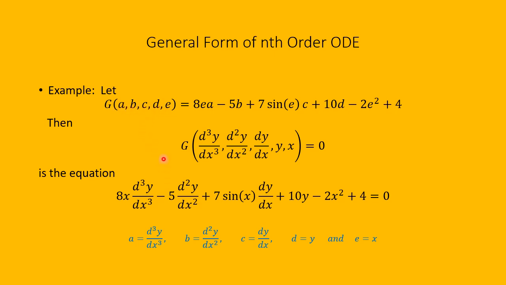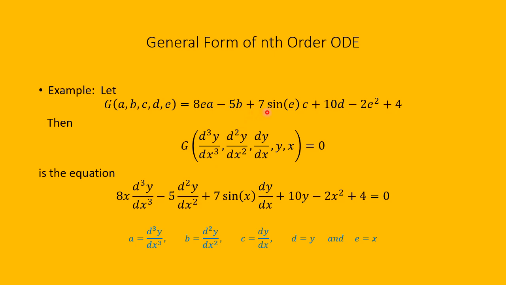So if we want to figure out what 8ea would be, that's going to be 8 times e, which over here is x, times a, which is this one. So we get for this 8x times the third derivative of y with respect to x. Then when we look at minus 5b, in this, the b is the second derivative of y with respect to x. So this term is going to be minus 5 second derivative of y with respect to x.